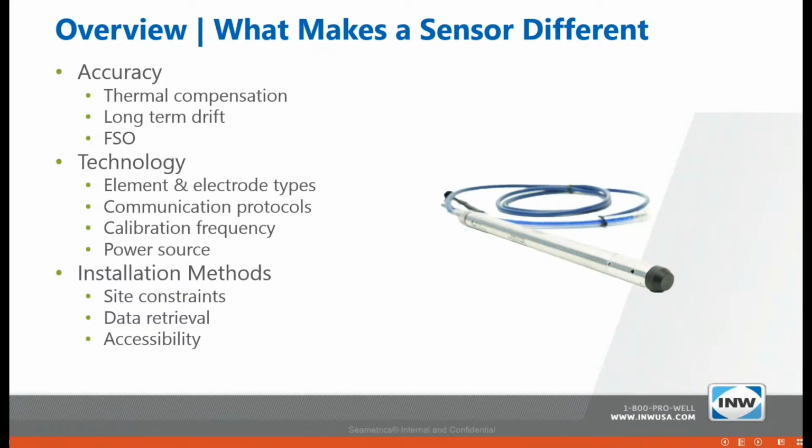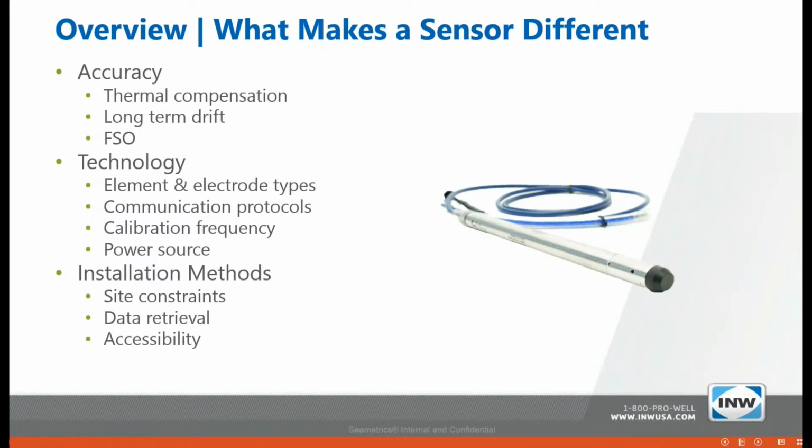Power sources are also something to take into consideration. A lot of units now have their own power on board, so you're not running different cords going to various different places. And installation methods are definitely another item to take into consideration when you're looking at the various different sensor types. Sometimes you have site constraints where you can't access the sensor, so if you have a gauged unit, you're worried about desiccant, and that might not be the best choice for that type of installation.